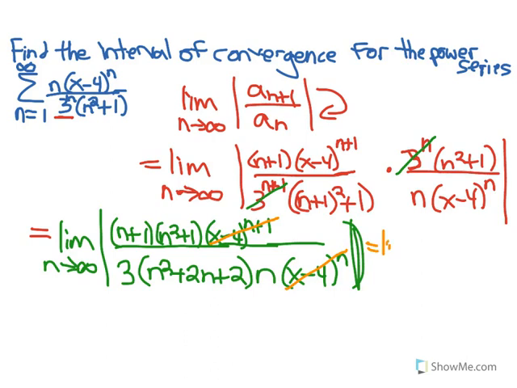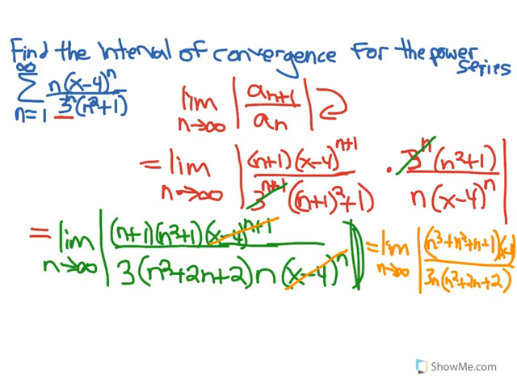So I'm going to rewrite this as the limit as n goes to infinity of the absolute value of, if we expand this out, n cubed plus n squared plus n plus 1, times the 1 left over, x minus 4, sorry about that, over 3n times n squared plus 2n plus 2, because the x minus 4 to the n is gone on the bottom, and it's the absolute value of that. Now we have that x minus 4 on its own.